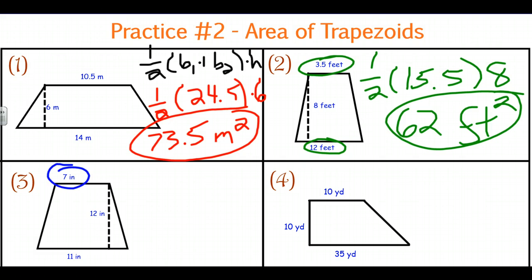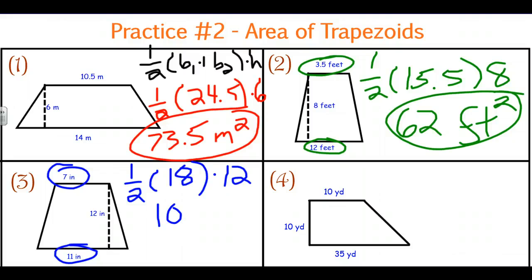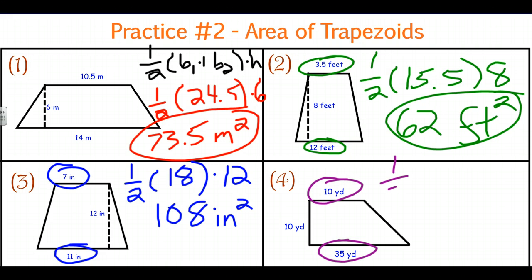Number three, our bases are 7 and 11. So we have 1/2 times the sum of the bases, which is 18, times the height, which is 12. 1/2 times 18 times 12 is 108 square inches. And finally, for number four, our bases are 10 and 35. We have 1/2 times 10 plus 35 is 45.